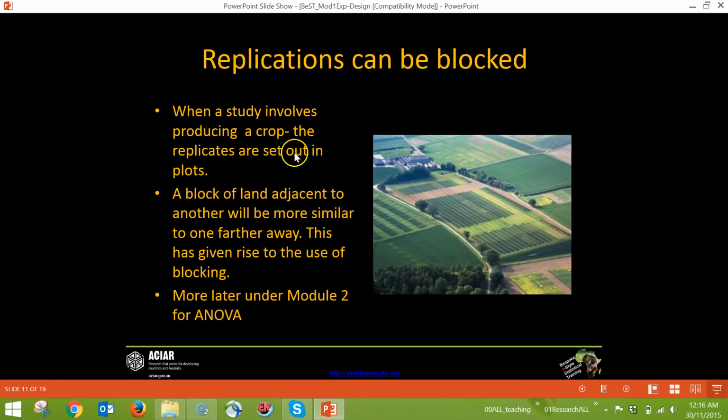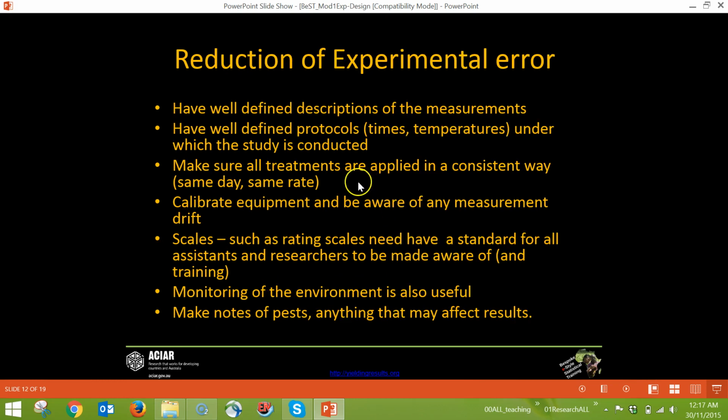So replications can be blocked, and you can typically see in experimental stations that they've blocked their land. It looks very beautiful from the air. And when a study involves producing a crop, the replicates are set out in plots. So very often you have a block of land, and we consider that when a block of land is adjacent to each other, it will be more similar than one that's further away. And this has given rise to the use of the word blocking, and we'll learn more about this under Module 2. This is just a heads up.